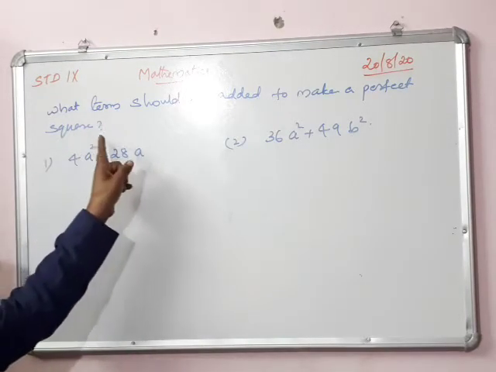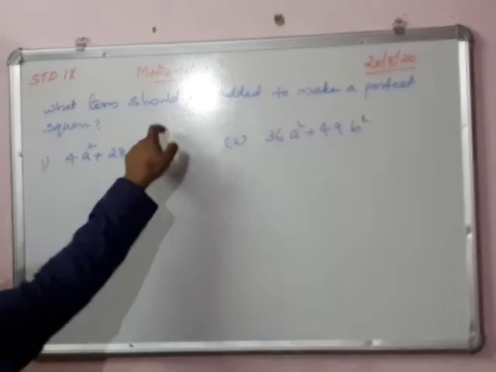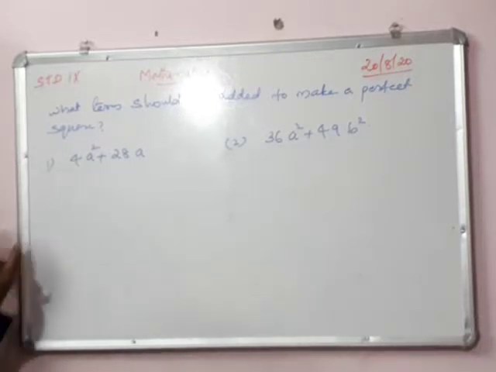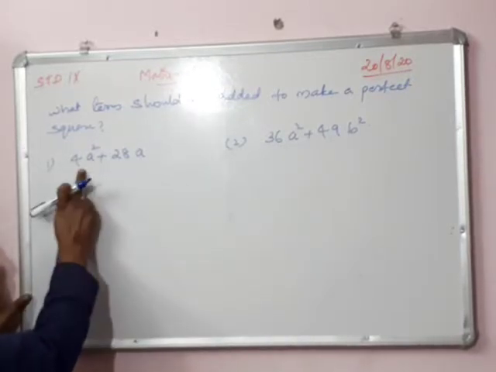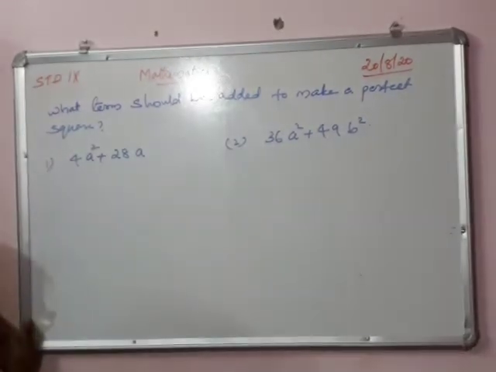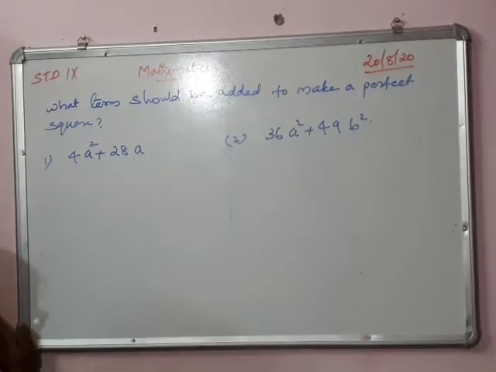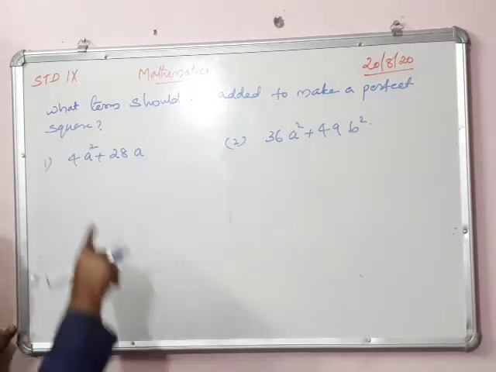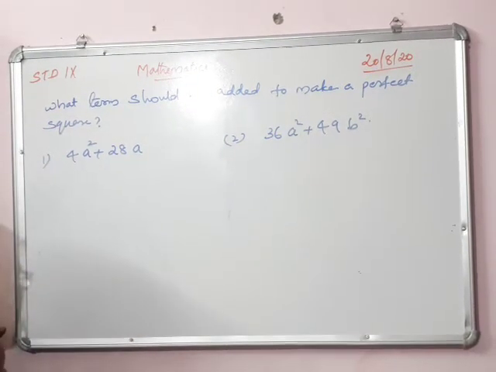Then the next question. What term should be added to make a perfect square? What term will we add to make it a perfect square? Here you see only 2 terms are given, 4a square and 2080a. Usually you know the expansion of a binomial has 3 terms. When you expand, it is 3 terms, but here only 2 terms are given.